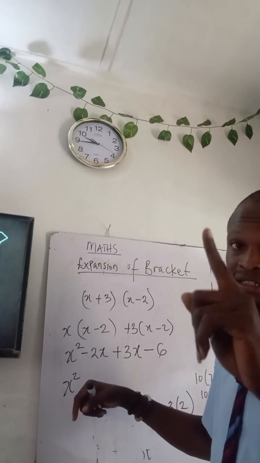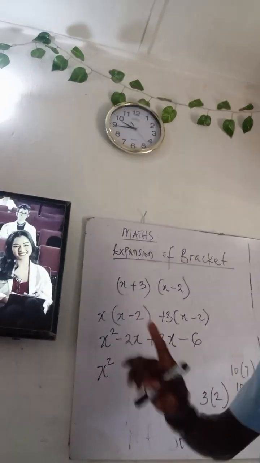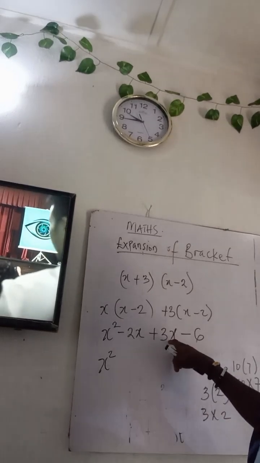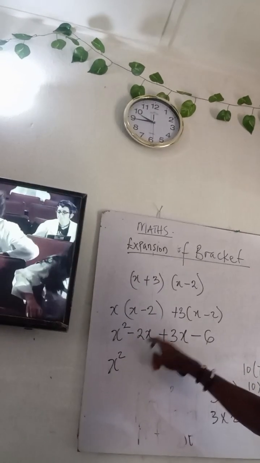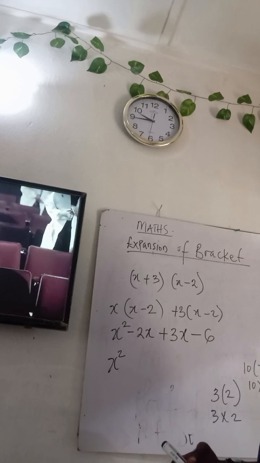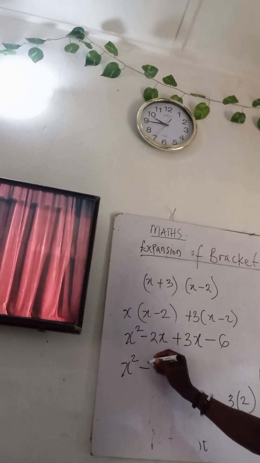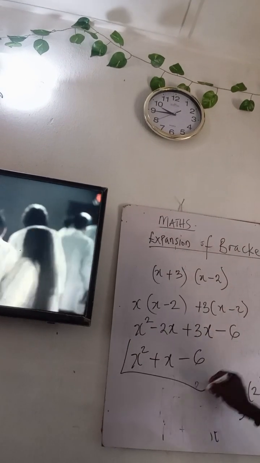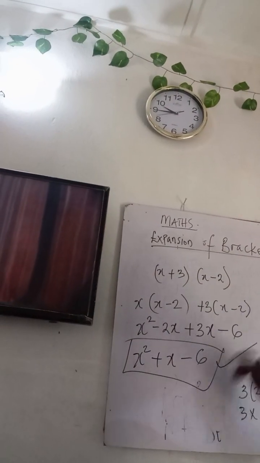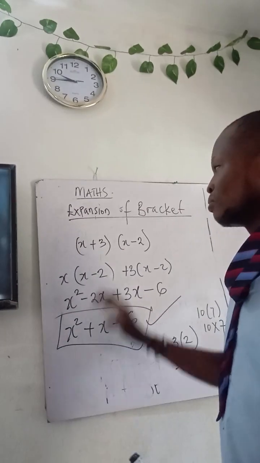That means you have only 1x left. So this is like say 3x minus 2x. You can turn it. Okay, so you borrow 2,000, you now have 3,000, you pay back, you still have your 1,000. So this is x squared minus 2x plus x, plus x, and then minus 6. This is the expansion of this bracket. Okay, how will you understand?